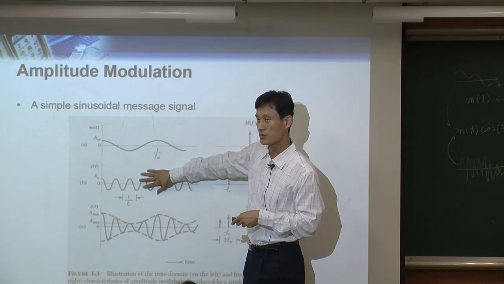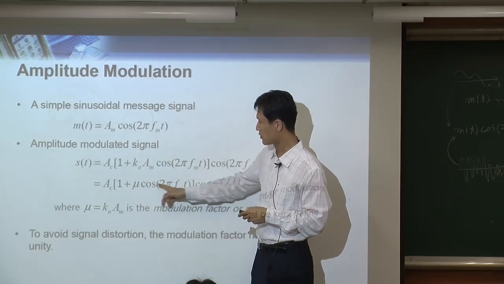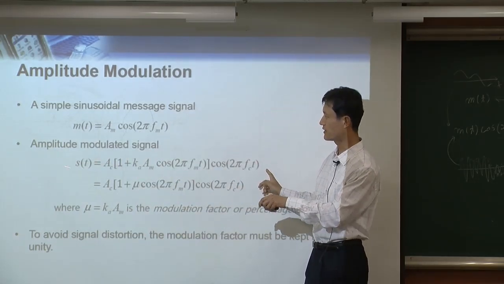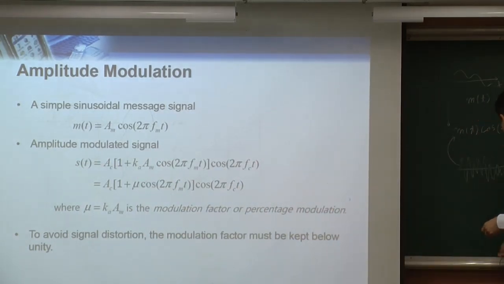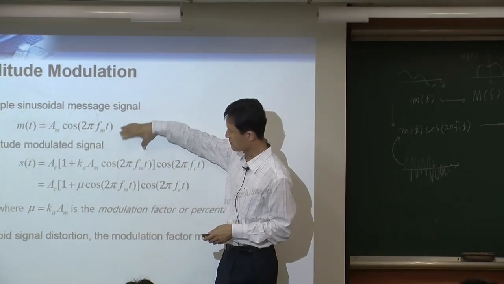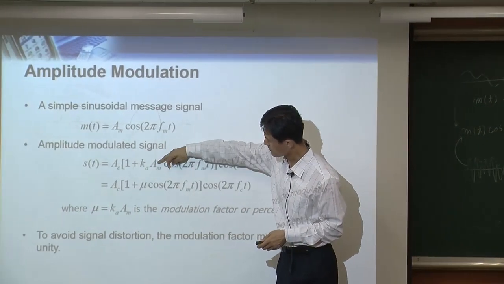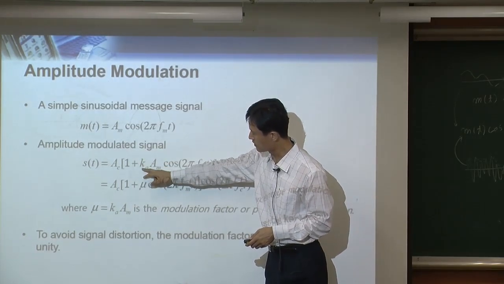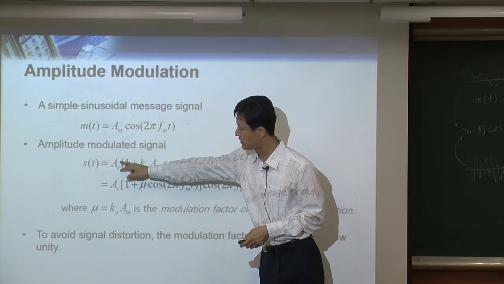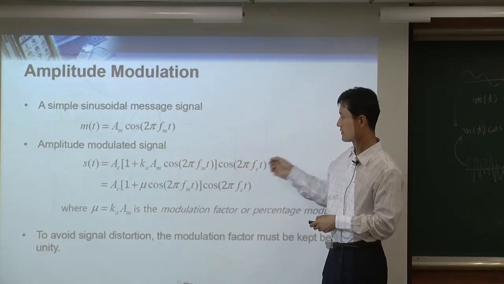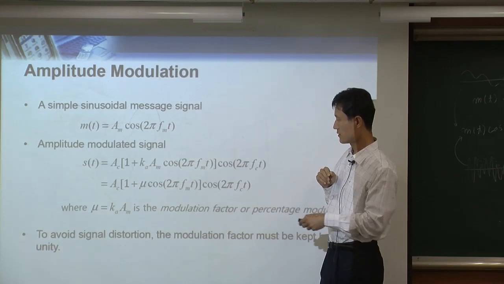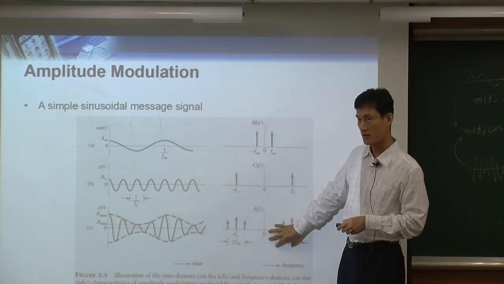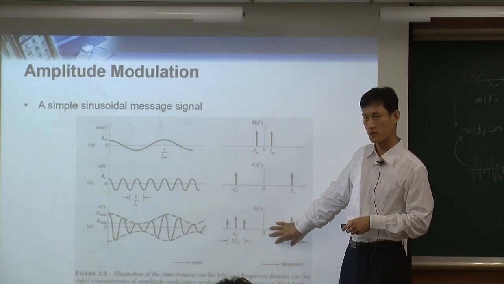Now using these two, what we want to do is create S(t) like this. So put this message right here, because this is M(t). And Ka, you multiply Ka into M(t), plus 1, and multiply the carrier like this. Once you do that, now you see this picture.